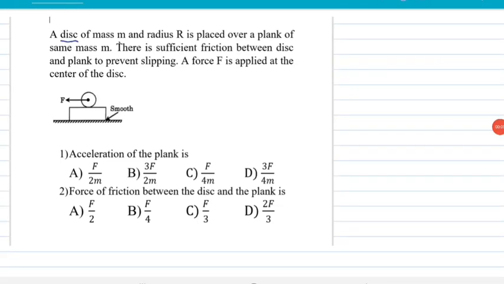A disk of mass m and radius r is placed over a plank of the same mass m. There is sufficient friction between the disk and the plank to prevent slipping. A force F is applied at the center of the disk. We have to find the acceleration of the plank as well as the force of friction.